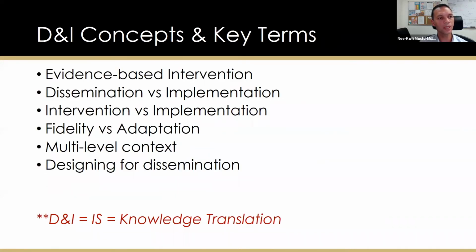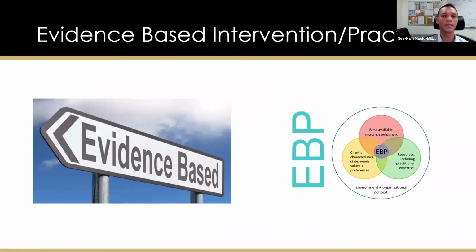So these are some of the key concepts and terms I'd like to review. I'm going to run through these in subsequent slides. However, a quick footnote: we will interchangeably use the following terms, dissemination and implementation, which is D&I, synonymously with implementation science, or IS. And outside the US, this field is often called knowledge translation. So just a quick disclaimer.